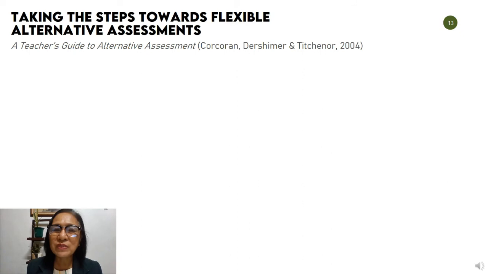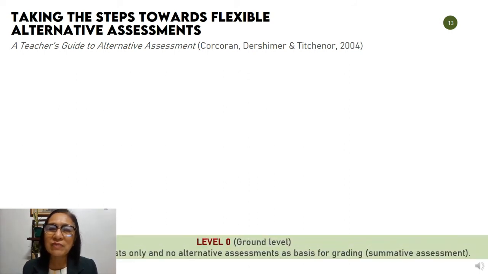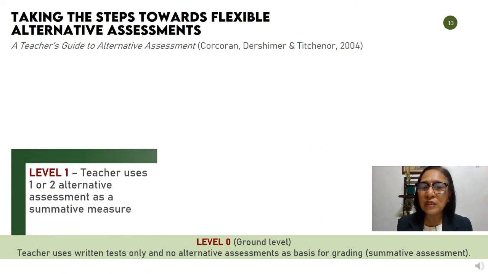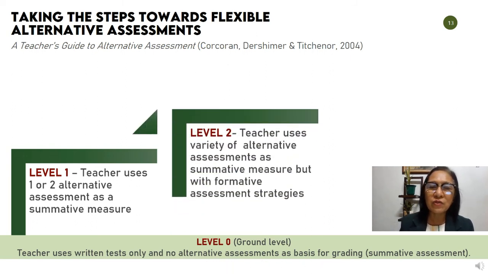While tests may be popular forms of online assessments, we see the limitations of relying merely on tests or quizzes. In the article, A Teacher's Guide to Alternative Assessments, the authors propose an assessment ladder towards flexible alternative assessments. They claim that teachers who use written tests only and no alternative assessments as basis for grading are at ground level 0. Teachers at level 1 are those who integrate and use at least one graded alternative assessment as summative measure aside from tests. Teachers at level 2 are those who embed formative assessment in alternative assessments as summative measures.